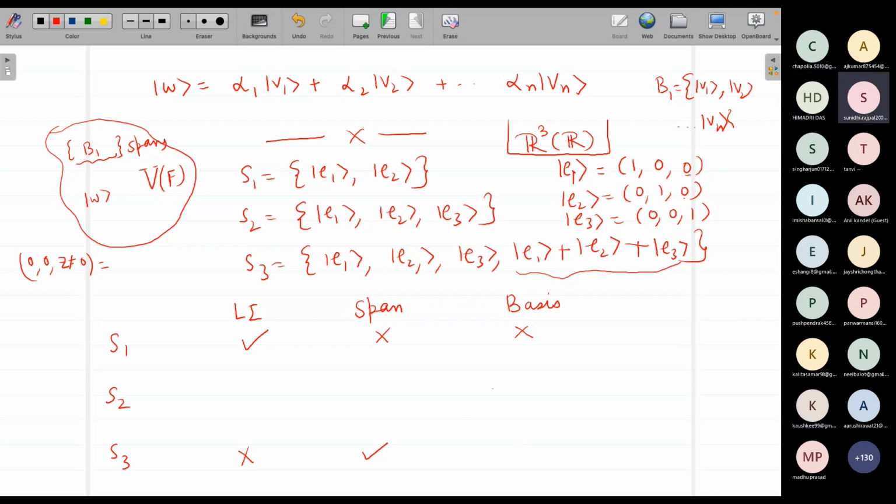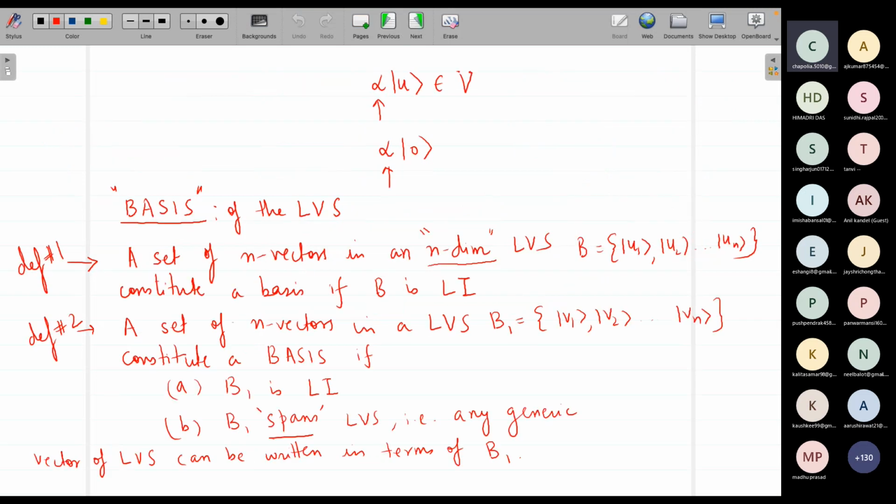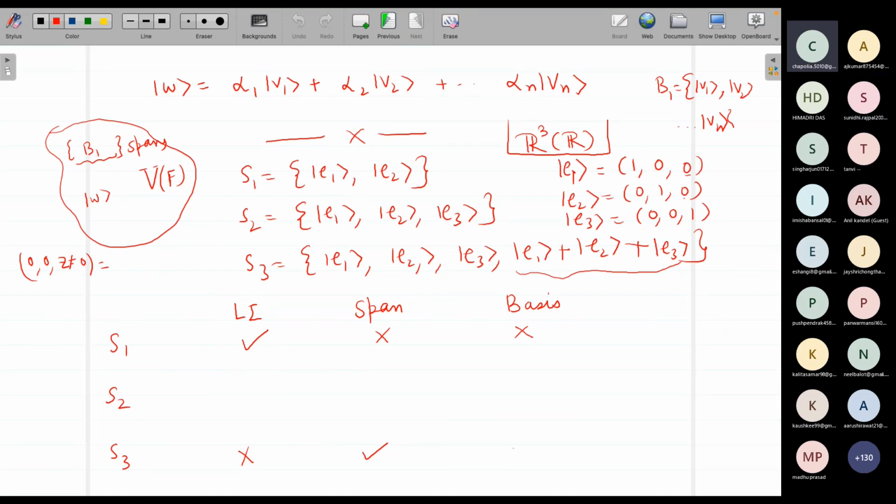No. What was the definition of the basis? Definition 2 which I gave. The set has to be linearly independent, and then the set must span. Both have to be. So now question again, the set is not linearly independent, but the set spans the vector space. So is it a basis? No, it cannot be the basis.